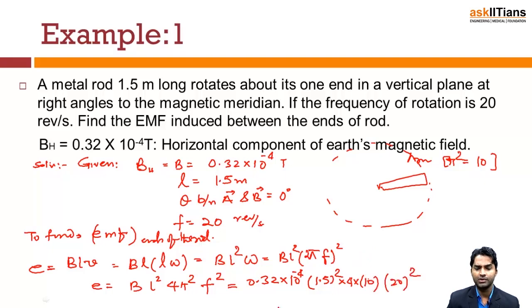So when we solve this, it would be around 6 point something. This is the method to solve this question: we put the corresponding values in B L square, 4 pi square, F square, and utilize the corresponding terms.